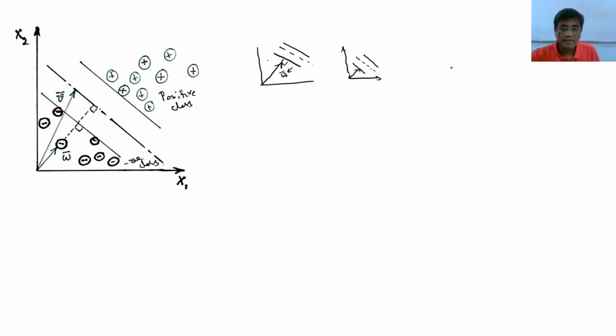If I increase W, the structure will also move. Structure means the decision boundary and the gutter together, they will move. So determining W will actually fix up the structure, okay?